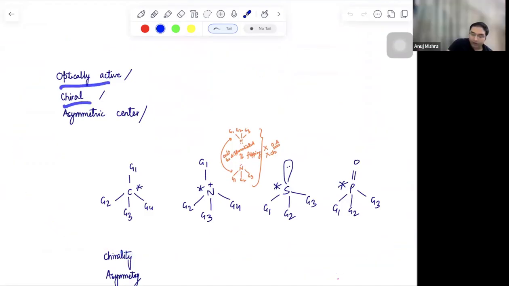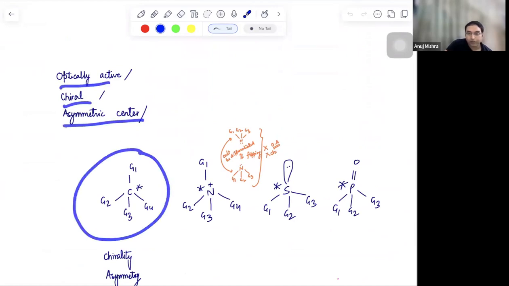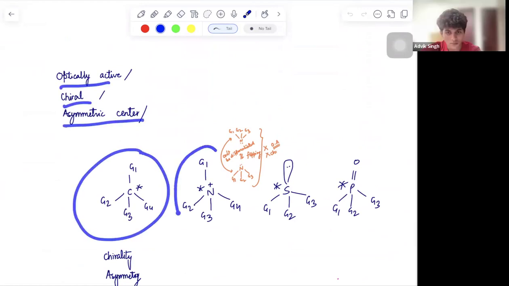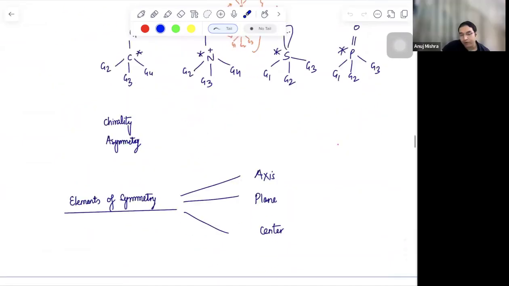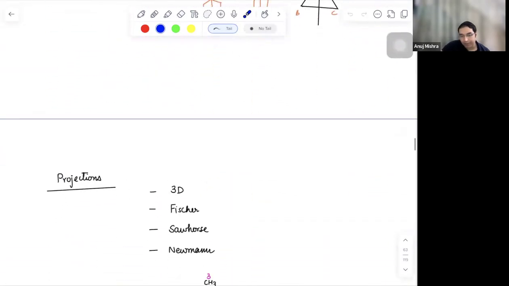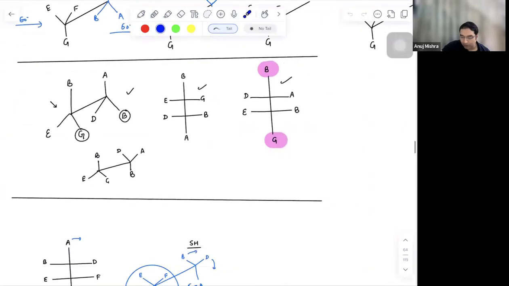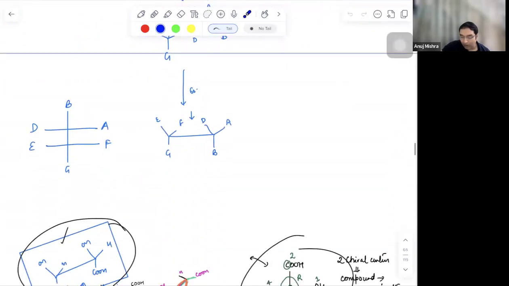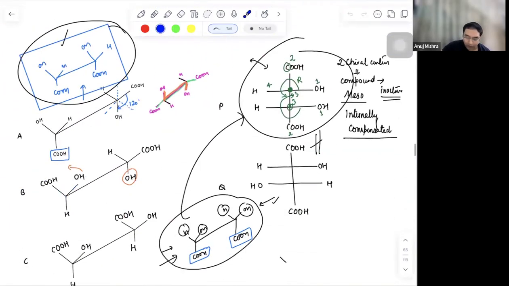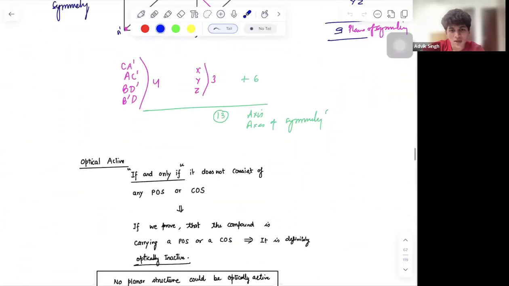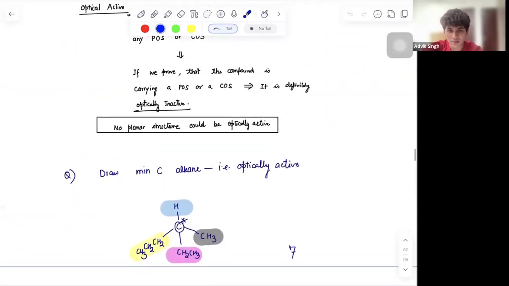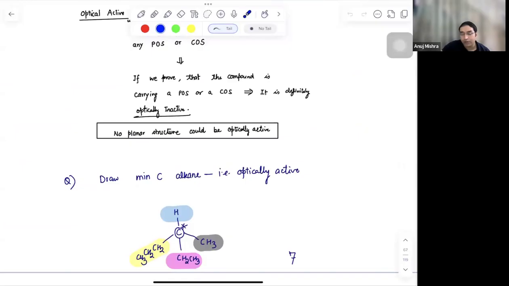Optical active, chiral, or asymmetric center is one when the carbon has 4 different groups. Or nitrogen plus has 4 different groups. Now, how can you put 4 different groups? Just think that. How can you put 4 different groups which are only allowed as carbon and hydrogen? Draw कर, खुद draw करके देखो. And then the groups have to be different. They can't be same. यही तो rule है. G1, G2, G3, G4. Groups have to be different.